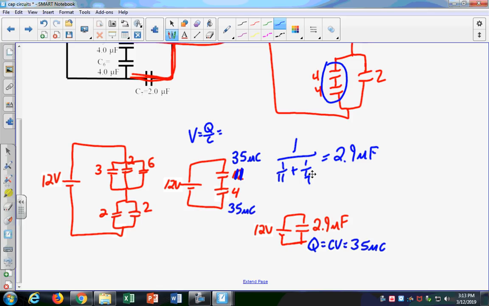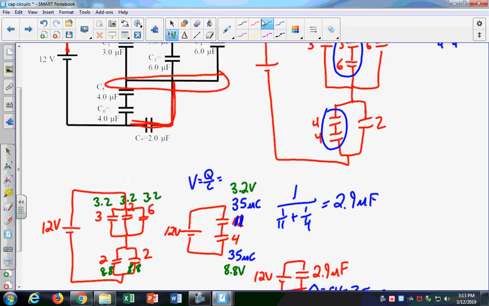That's 3.2. So let's see, I'll do the voltages in green. 3.2 volts. And then this one has to be, what, 8.8 volts. How'd I get 8.8? I did 12 minus 3.2. Or I could do 35 divided by 4. So those are my voltages. Now I'm really almost done. I have 3.2, 3.2, 3.2, 8.8, 8.8. Because those are in parallel, they have the same voltage.